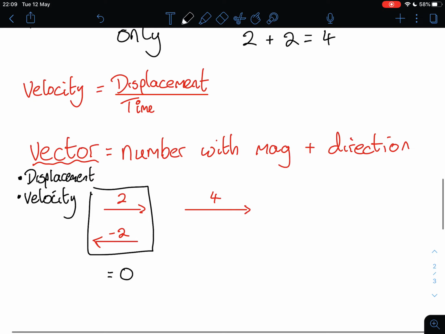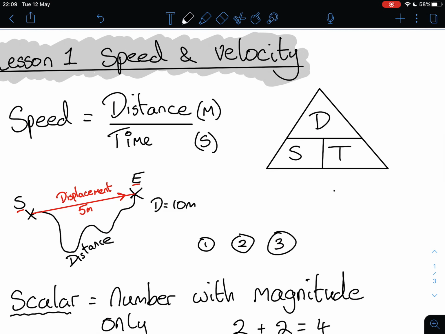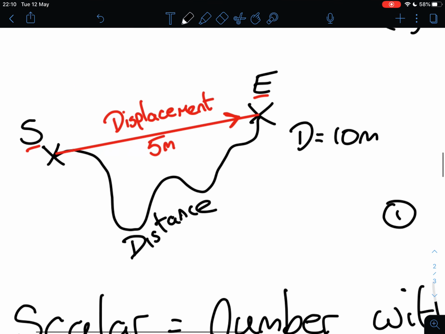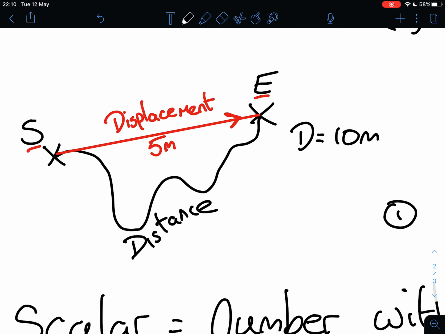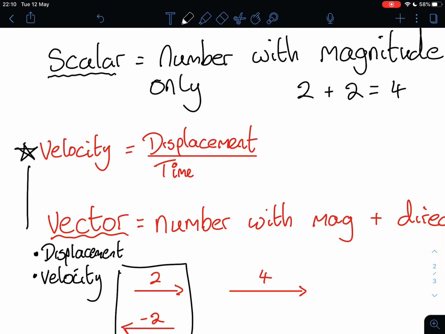So summarising this, we have the speed equation. Speed is distance over time. That takes the distance, which is a scalar, divides it by the time and gives us a number for speed called a scalar. If, though, we look at as the crow flies, we measure the displacement from where you started to where you ended, then what we get is velocity, and velocity is a vector.